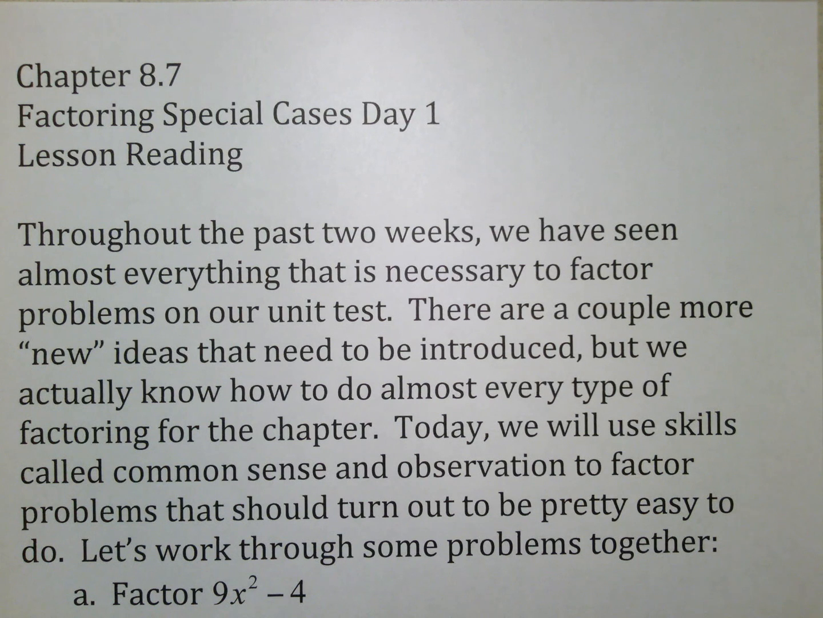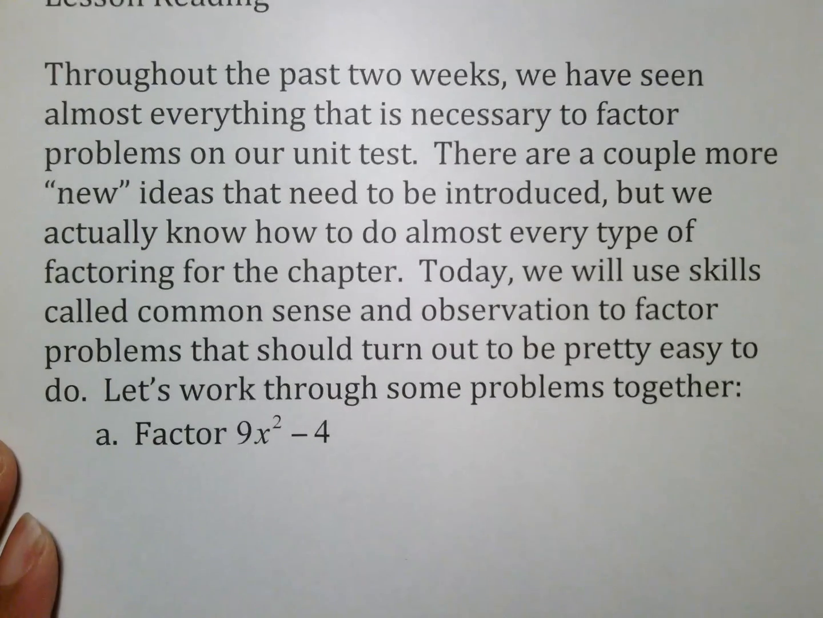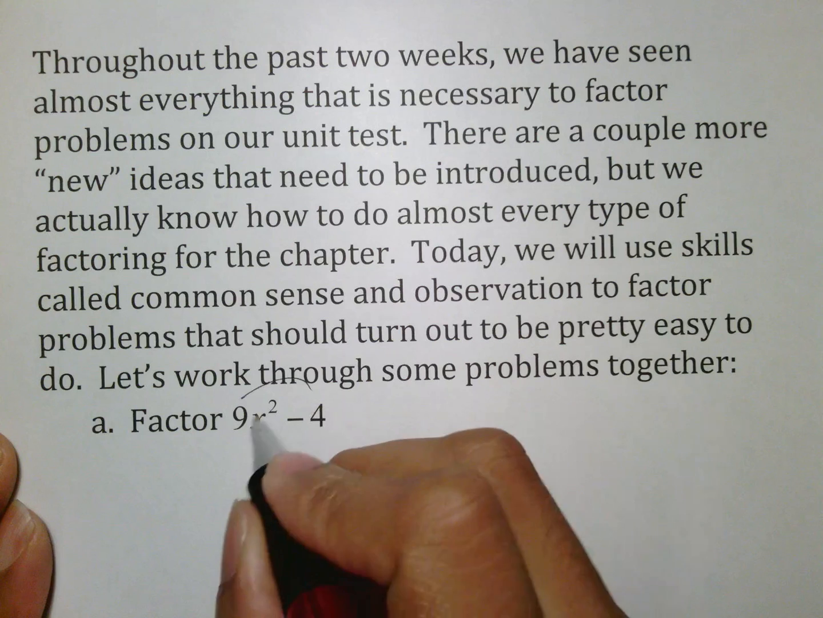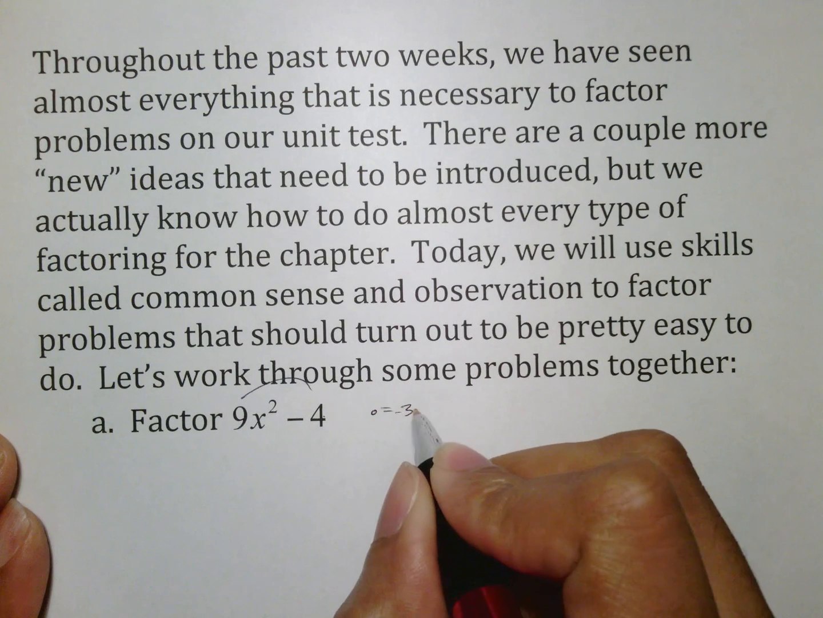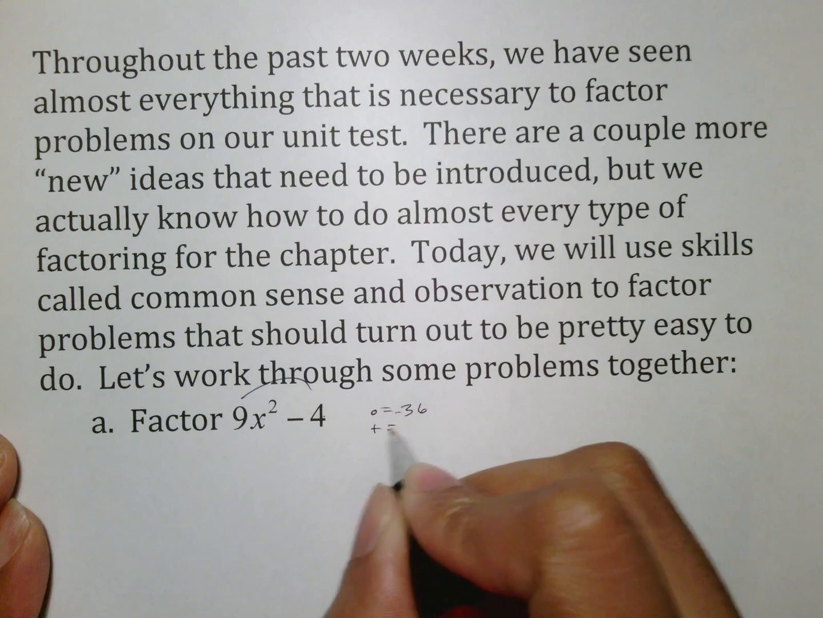We actually know how to do almost every type of factoring in this chapter. If you could just freeze your memory and make sure you remember how to do everything. Today we'll use skills called common sense and observation to factor problems that should turn out to be pretty easy to do. Let's work through some problems together real fast just to show you what the idea is. Here, you notice that's A and that's C. There is no B. We're looking for numbers that multiply to be negative 36 and add to be 0.